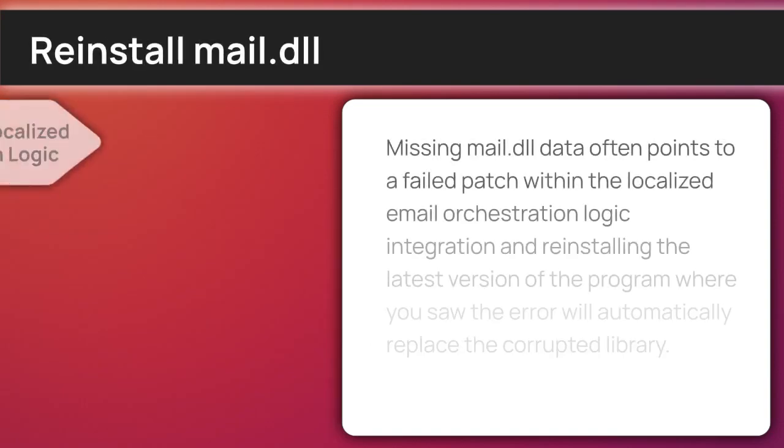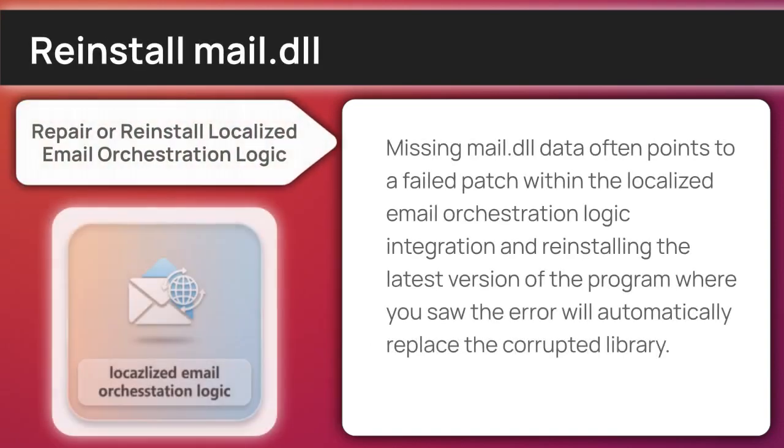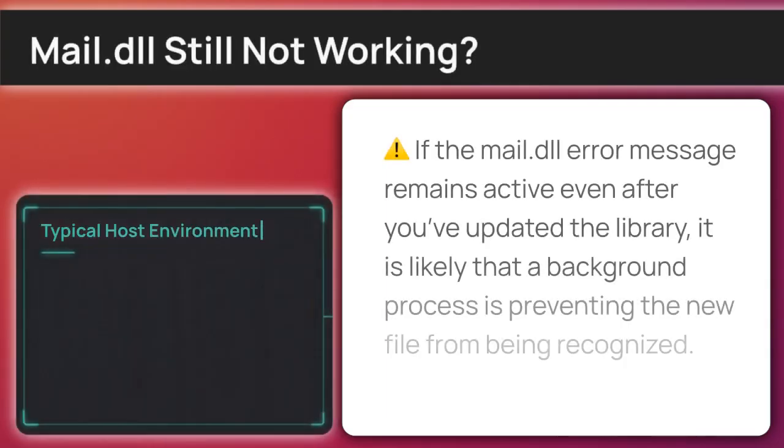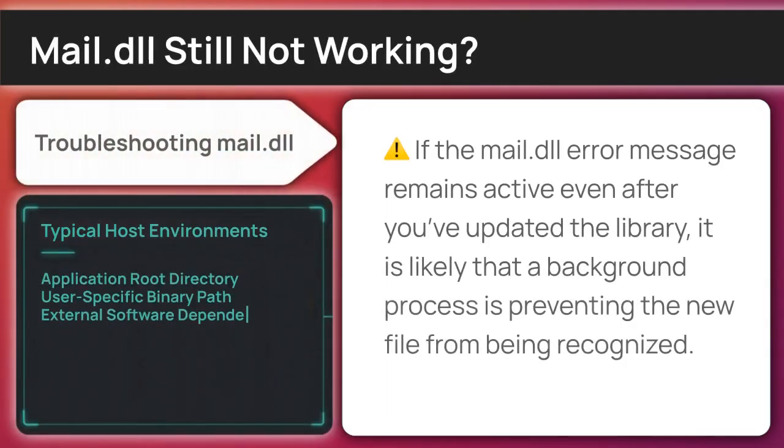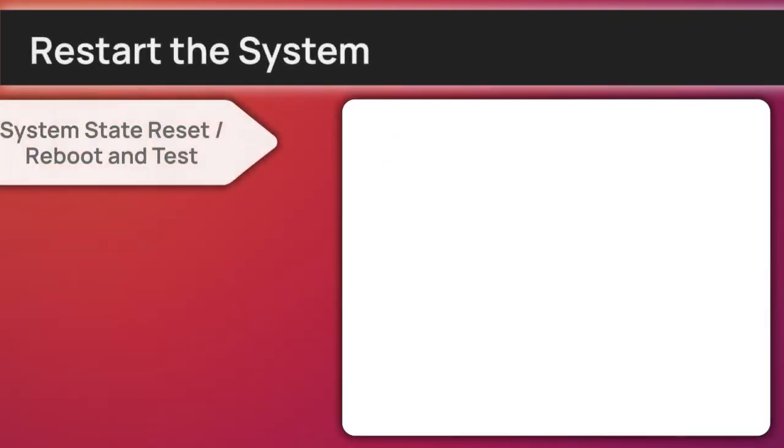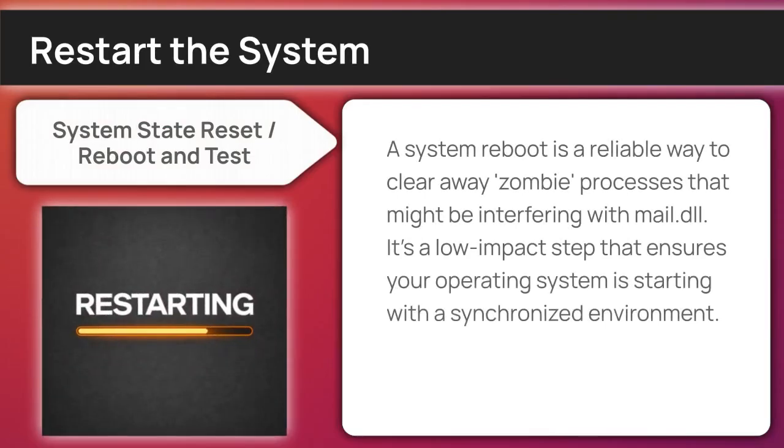Missing Mail library DLL data often points to a failed patch within the localized email orchestration logic integration, and reinstalling the latest version of the program where you saw the error will automatically replace the corrupted library. In the event the error remains visible, it indicates we need to verify the environment's ability to register new shared resources. A full system restart clears the temporary memory cache and allows Windows to attempt a fresh initialization of all required libraries, including Mail library.